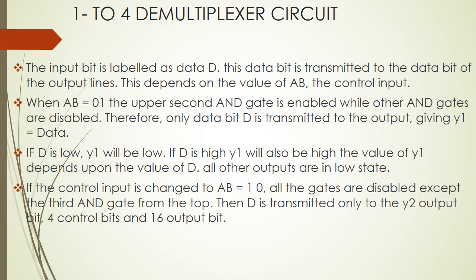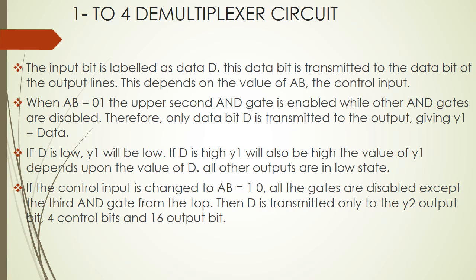Therefore, only data bit D is transmitted to the output. Y1 is equal to data. So which output should represent 0, 1? Since we said the outputs are Y0, Y1, and so on, Y1 is the second AND gate.